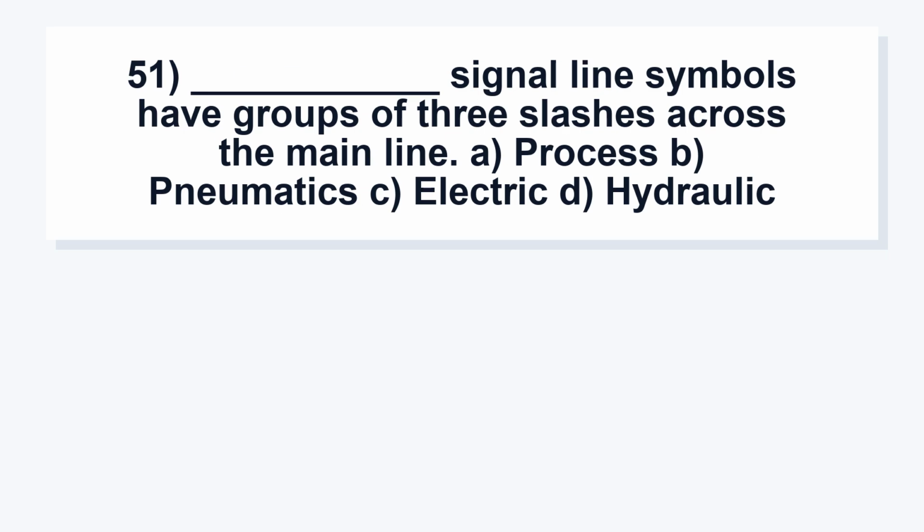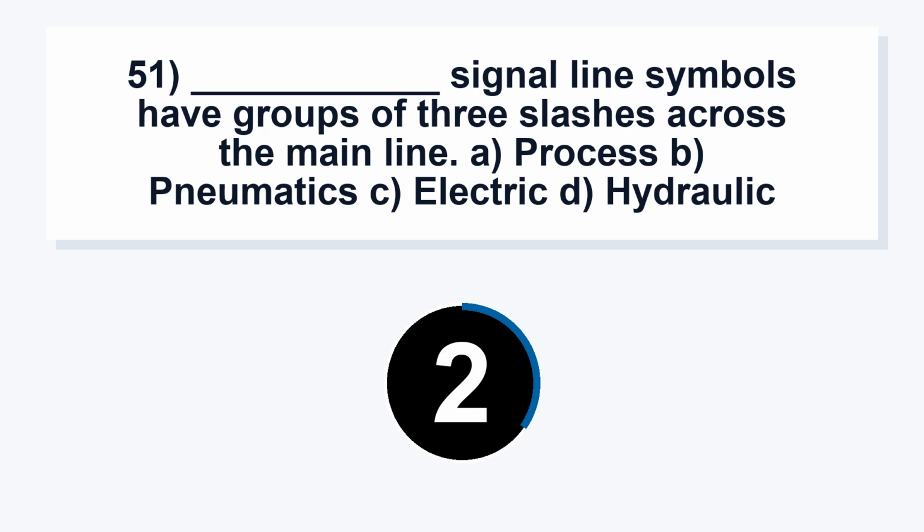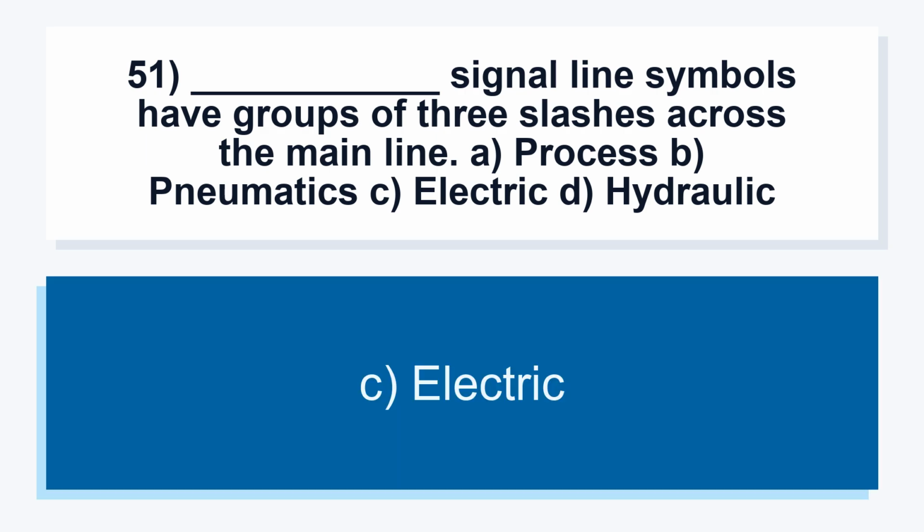51. signal line symbols have groups of 3 slashes across the main line. A. Process, B. Pneumatic, C. Electric, D. Hydraulic. C. Electric.